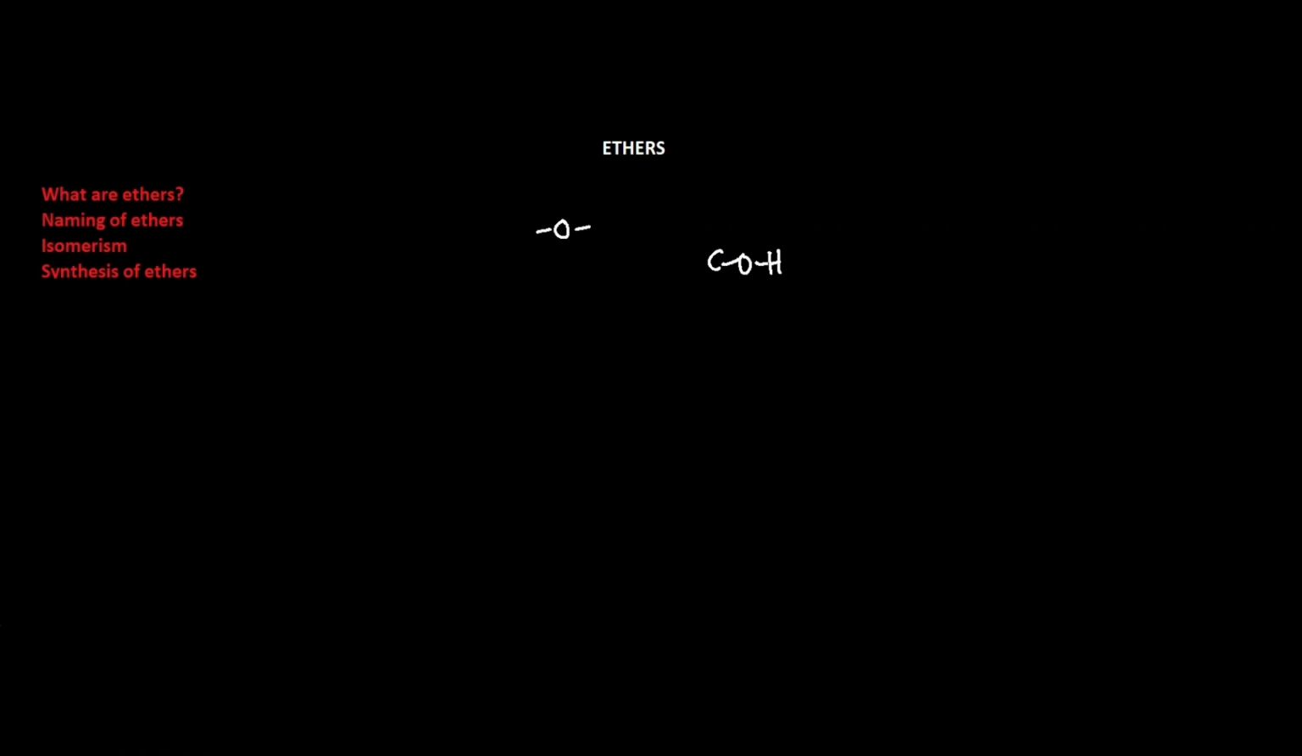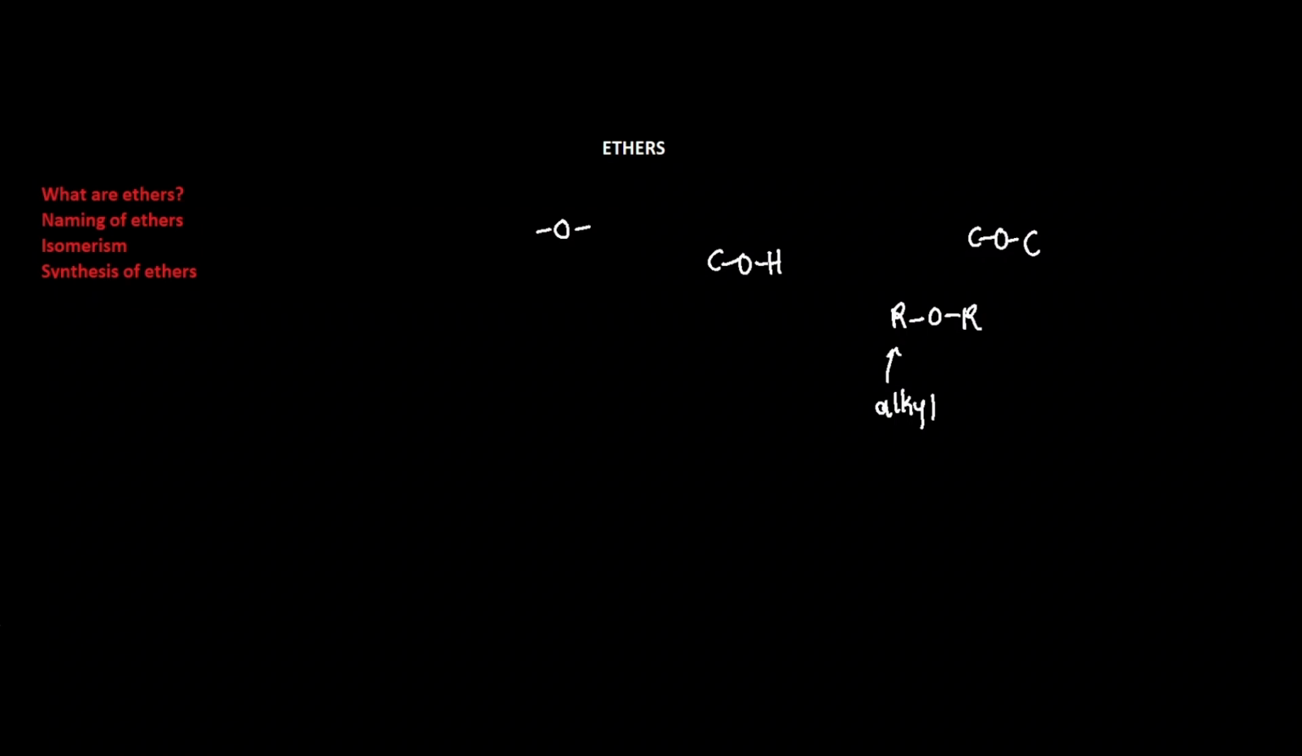Now, for ethers, the single bonded oxygen is bonded to carbon on one hand and another carbon on the other hand. This is the major difference between an ether and an alcohol. Now, of course, the ether forms a homologous series of compounds, and the general representation of its molecular formula is R bonded to oxygen atom with R on the other side. Now, R here, of course, represents an alkyl group.